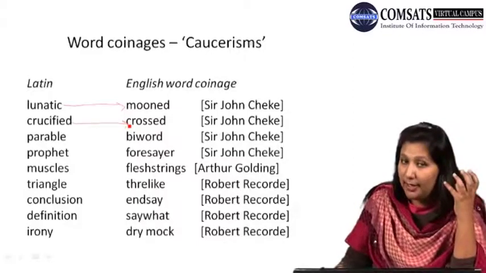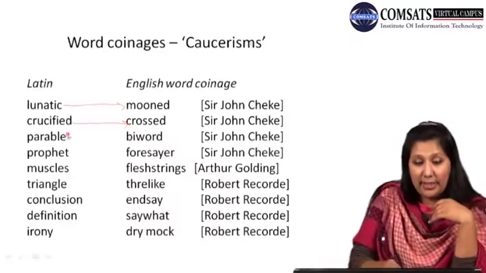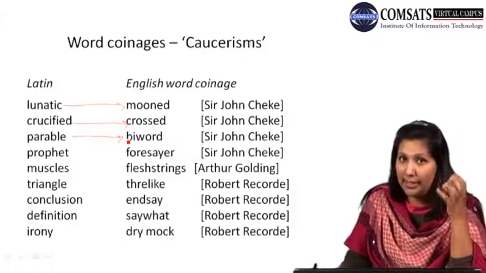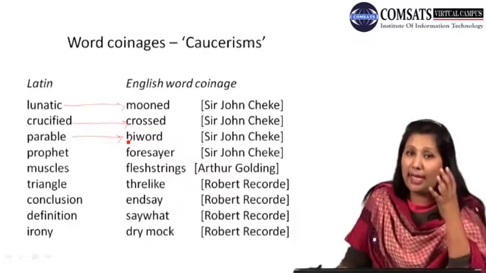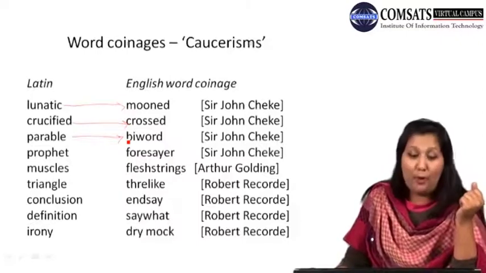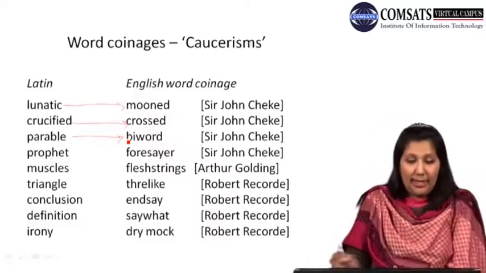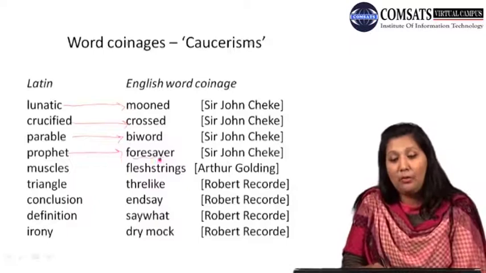Parable is a word, again, taken from Latin, and it has changed into a word in English word coinage. English has coined this word, deriving the meanings from the actual Latin words. Prophet was a word that was used in the Latin language, and when it was coined in the English language, it became foresayer.